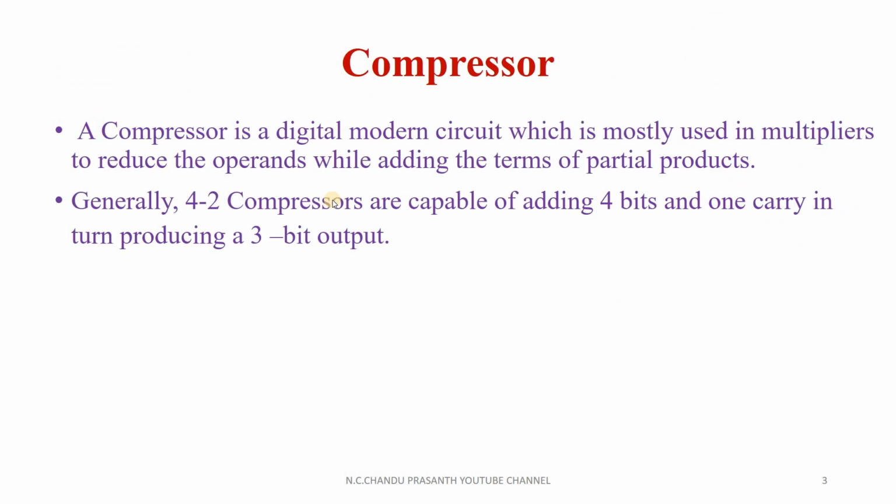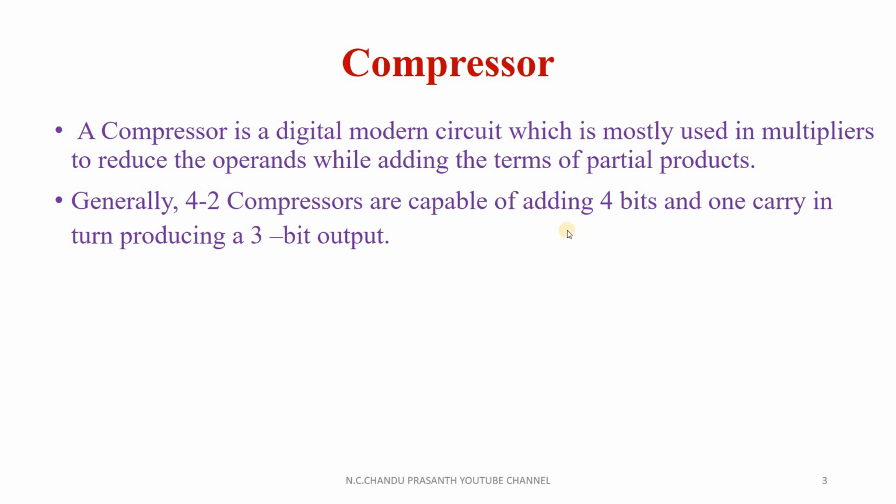So let me tell you about the compressor. What is a compressor? A compressor is a digital circuit which is mostly used in multipliers to reduce the operands while adding the partial product terms. Generally compressors are applied in the multiplication process for two main reasons: to improve the speed, and to reduce the number of steps involved in producing results. That's why we are using compressors in the multiplication process.